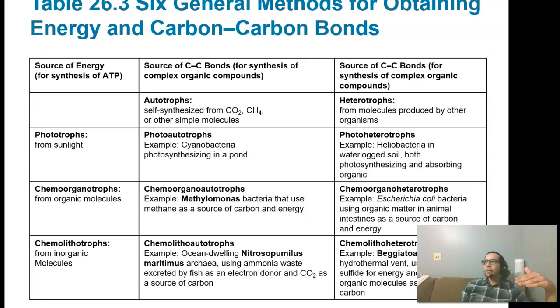But if it's from chemicals, you have to determine whether they're organic or inorganic. If they're organic, you call it a chemoorganotroph. If they're inorganic, you call it a chemolithotroph. So that would be for the first part of the name. For the second part, you have to determine whether it's self-synthesizing, using CO2, methane, or other simple molecules to create those carbon-carbon bonds, or is it getting the carbon from other sources, from organic sources?